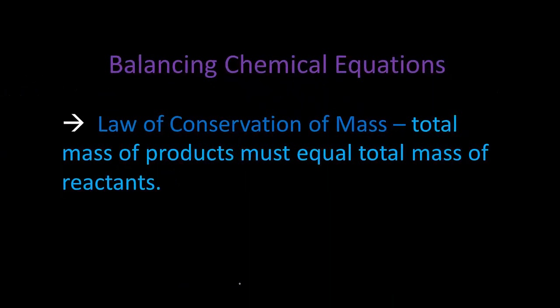All right, the law of conservation of mass states that the total mass of the products must equal the total mass of the reactants. In other words, what you start out with, the reactants, must equal what you end up with, which is the products. You cannot end up with more mass, because that would violate the law of conservation of mass. Your reactants and your products have to equal. It also means that the number of atoms in your reactants has to equal the number of atoms in your products, which is what we're going to do today.